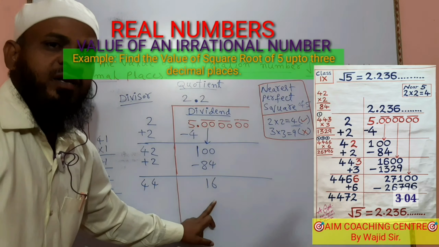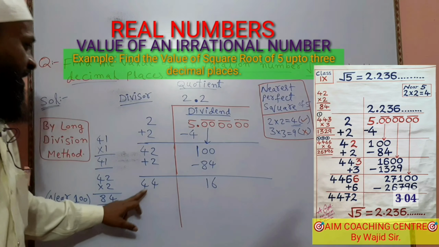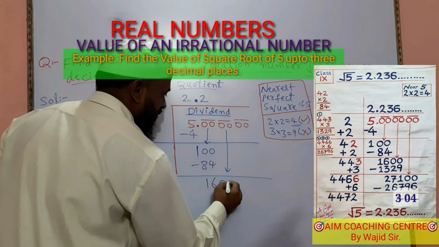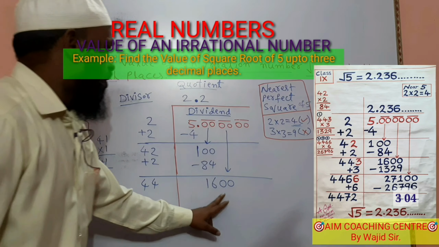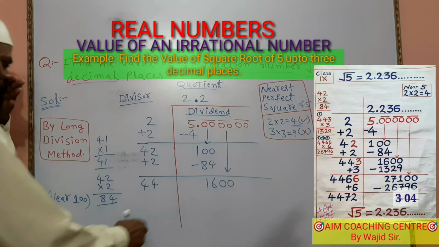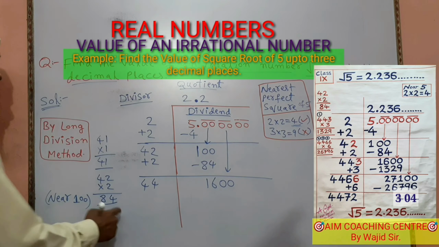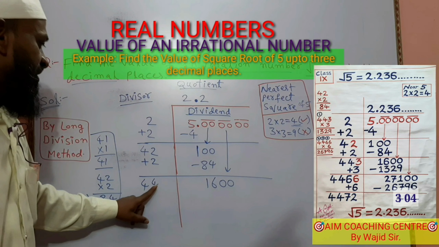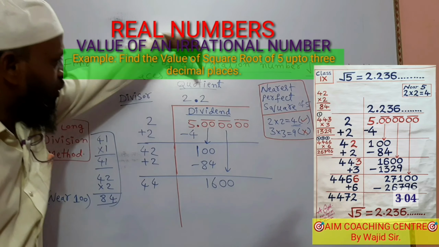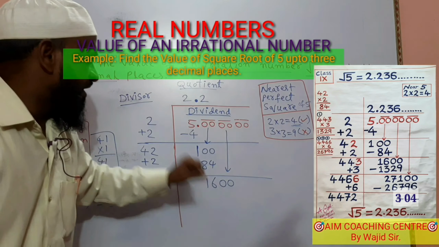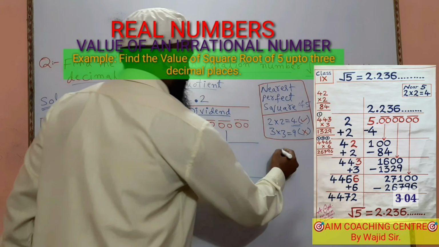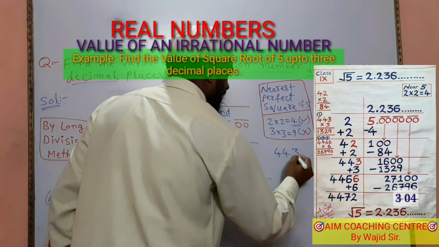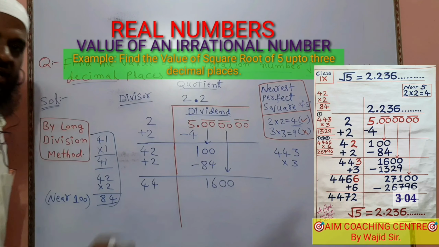Now again we have a small number in the dividend and a big number in the divisor, and to make it big we have to bring down 2 zeros. Now we have 1600 here, and 44. Again the same process: take any number with 44, and in the quotient also, and multiply and take the nearest. So if we take 3 with 44, we have to multiply with 3 also.